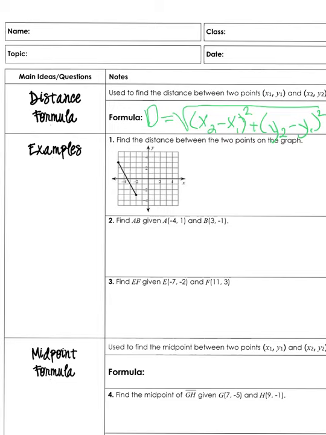The first step that you need to do on problem number 1 is to recognize that it asks for the distance. So I need to use the distance formula. So first, I need to name the coordinates.